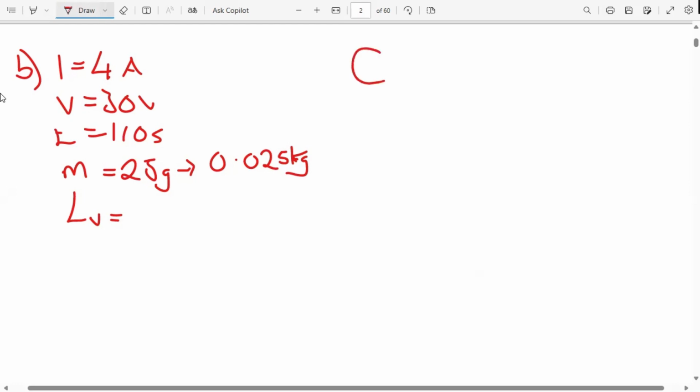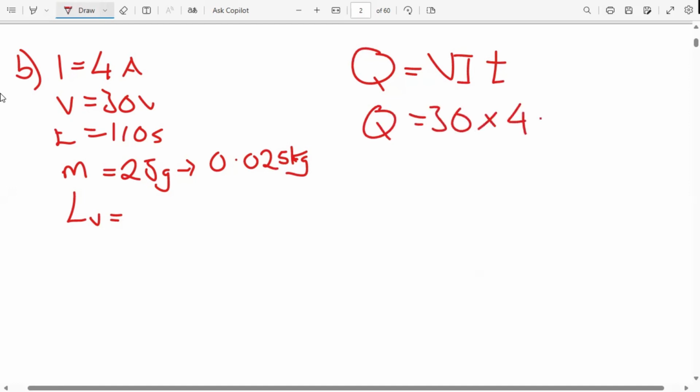So the energy that is supplied in the coil, Q, will be equal to voltage multiplied by current multiplied by time, like that. So our Q will be equal to 30 multiplied by 4 multiplied by 110, which means our Q, which is supplied in this case, is equal to 13,200 joules.